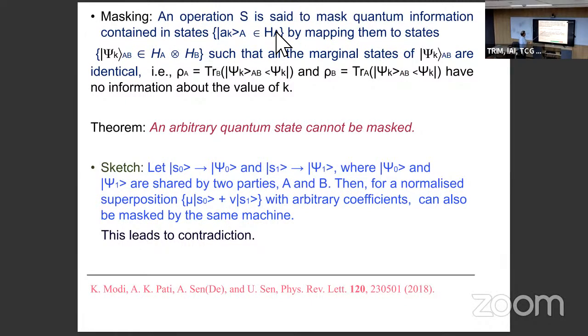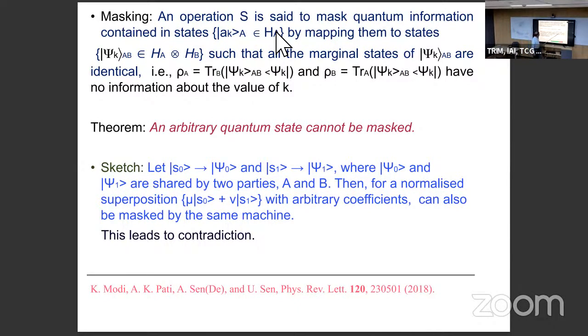The proof goes something like, it is a bit involved, unlike other theorems, but nevertheless it gives a new insight to quantum information. So you can assume, let the two orthogonal states S0, S1 get mapped to psi 0 and psi 1, where psi 0 and psi 1 are shared by two parties like Alice and Bob.